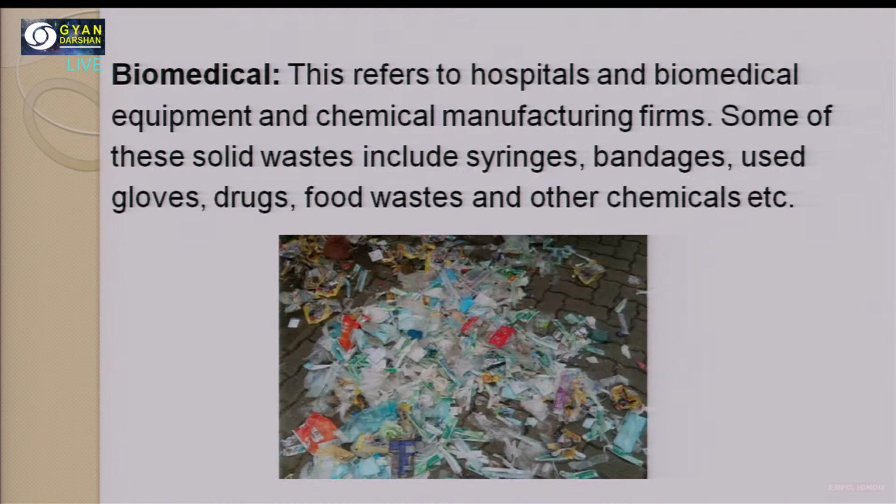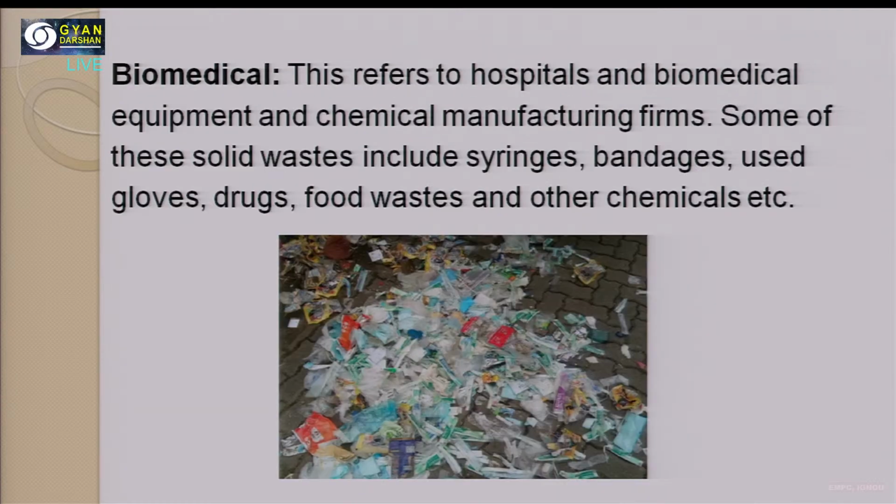So all these are the sources from which we can get the solid waste. The definition of the sources may be different, but a little bit they come under these sources or these categories.